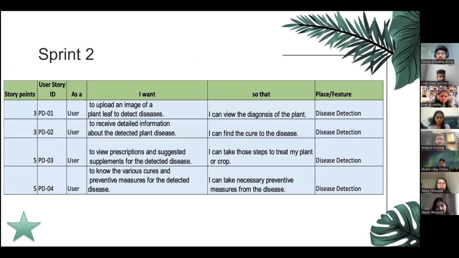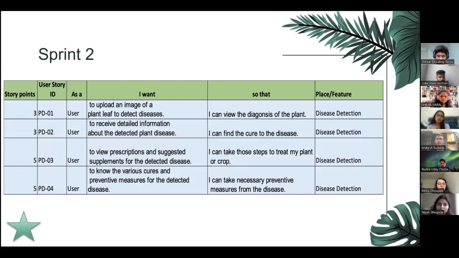The second user story has been given 3 story points so that as a user I can receive detailed information about the plant disease, and I can also find some cure for the disease. Coming to the next one, we have to view the prescriptions and suggested supplements for detected diseases so that particular steps can be taken for the crops, and that has been placed under disease detection. We have been given 5 story points for that as it was a bit of a job.